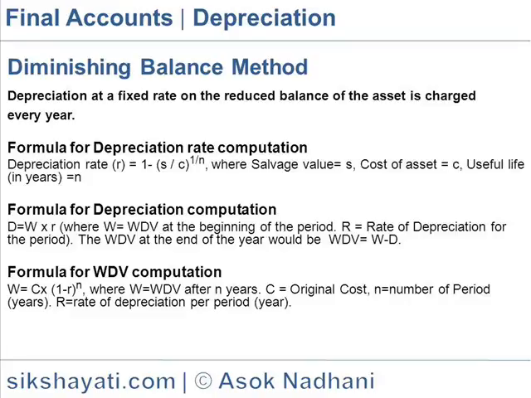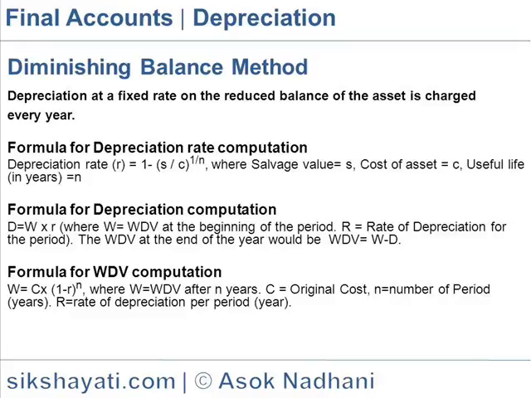Formula for depreciation rate computation. Depreciation rate R is equal to 1 minus (S/C) to the power 1/N, where salvage value is S, cost of asset is C, and useful life in years is N.